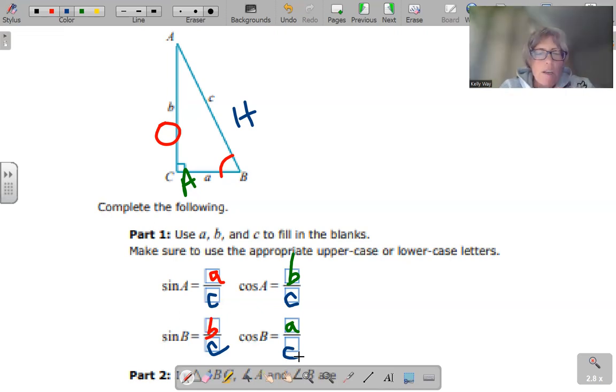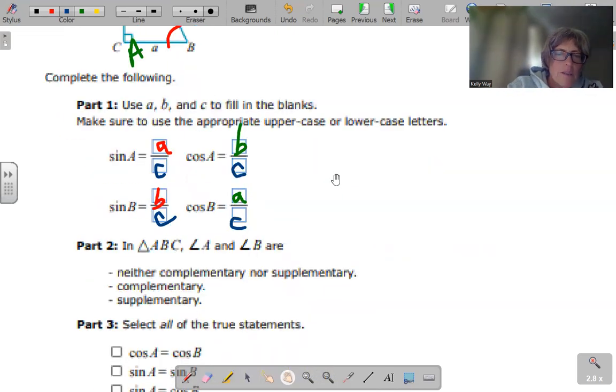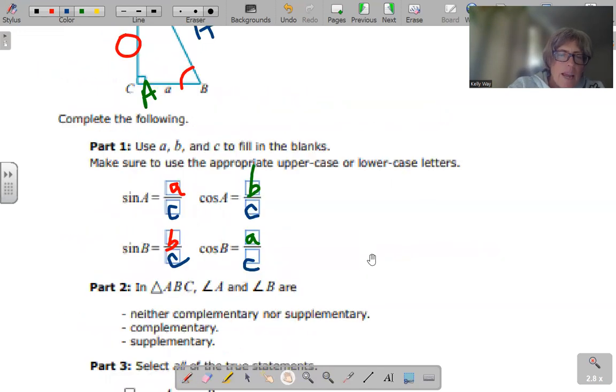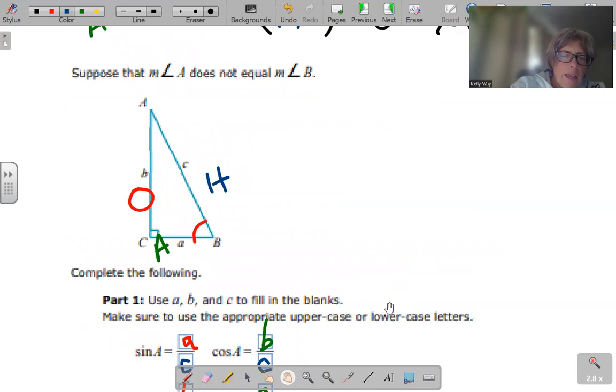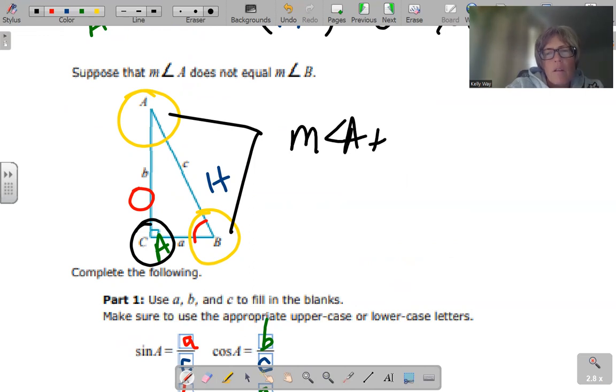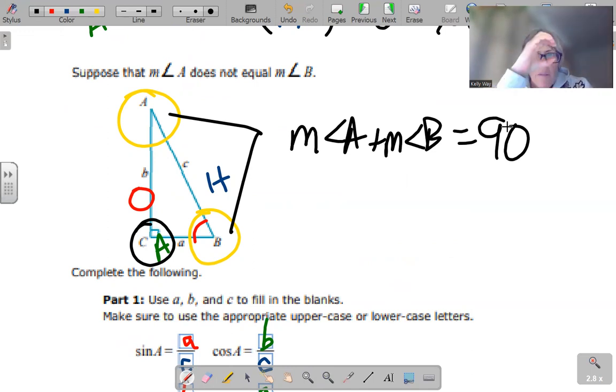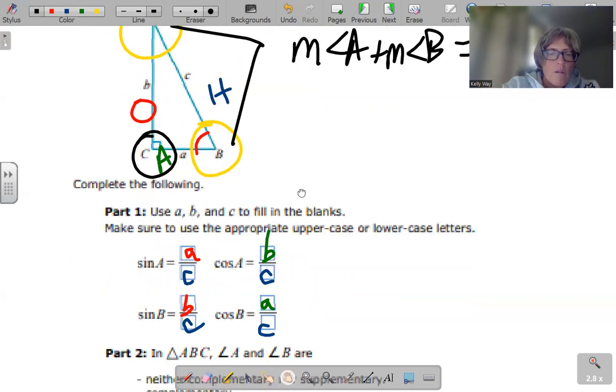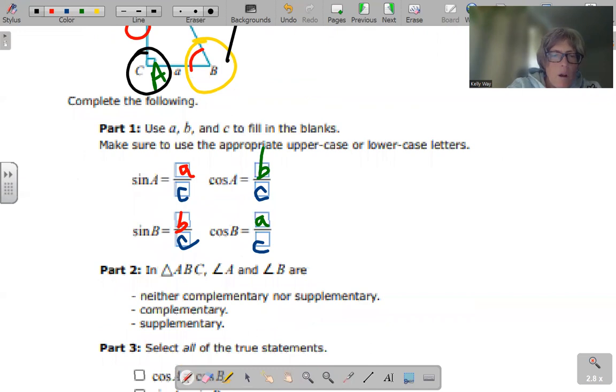Now look very, very carefully what's happening here. It's asking, what do we know about angle A and B? Well, since this is 90, angle C, the measure of angle A plus the measure of angle B has to be 90 degrees. That means they're complementary. Complementary adds up to 90 degrees. So right here, angle A and B are going to be complementary.